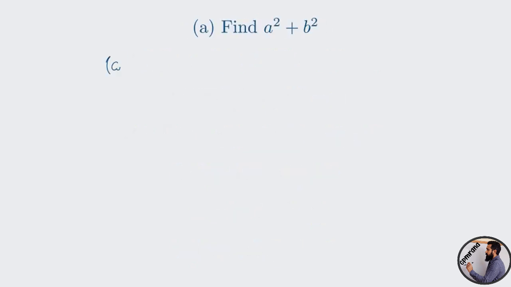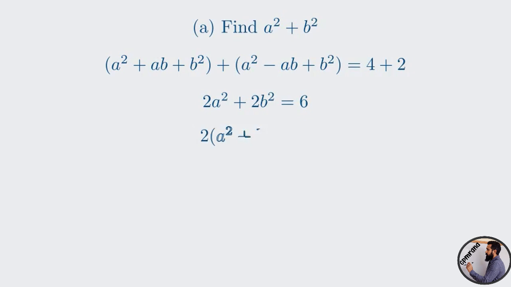Part A. To find a squared plus b squared, we add equations 2 and 3. The ab terms cancel out, leaving us with 2 times the quantity a squared plus b squared equals 6. Dividing by 2, we find that a squared plus b squared equals 3.